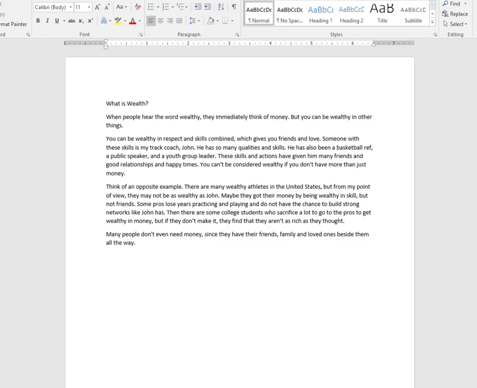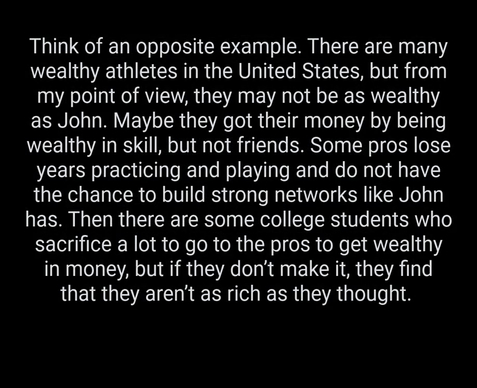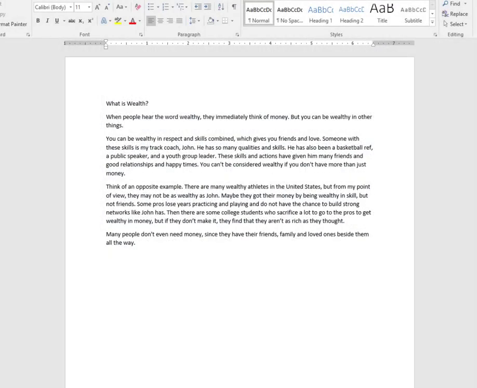So let's see what the rest of the paragraph says. "Maybe they got their money by being wealthy in skill, but not friends. Some pros lose years practicing and playing and do not have the chance to build strong networks like John has. Then there are some college students who sacrifice a lot to go to the pros to get wealthy in money, but if they don't make it, they find that they aren't as rich as they thought." End of paragraph.